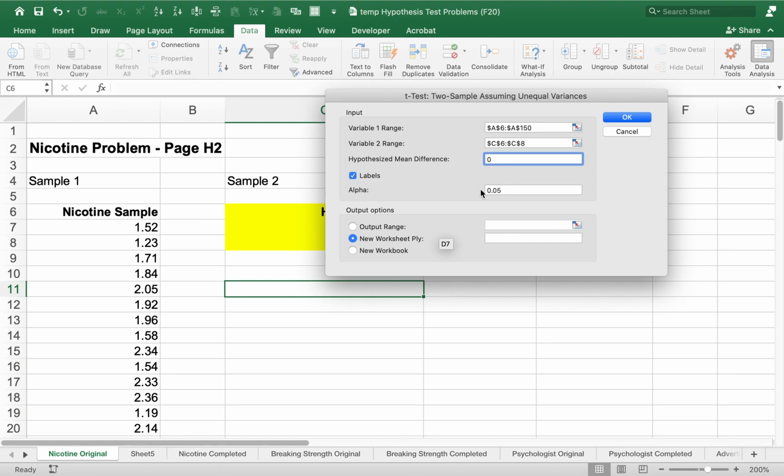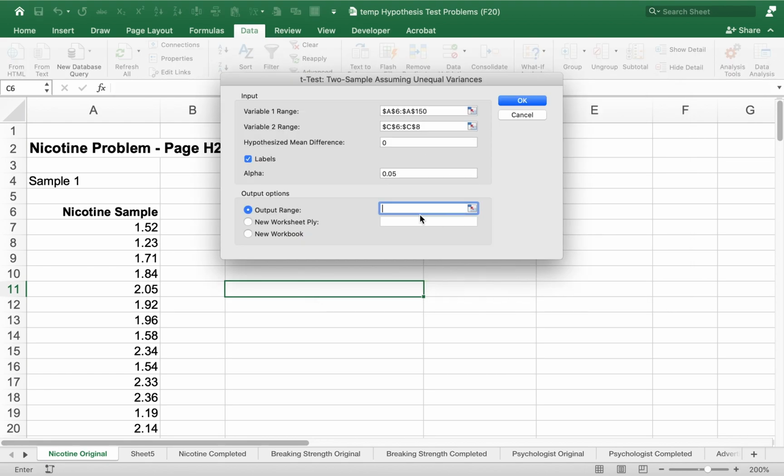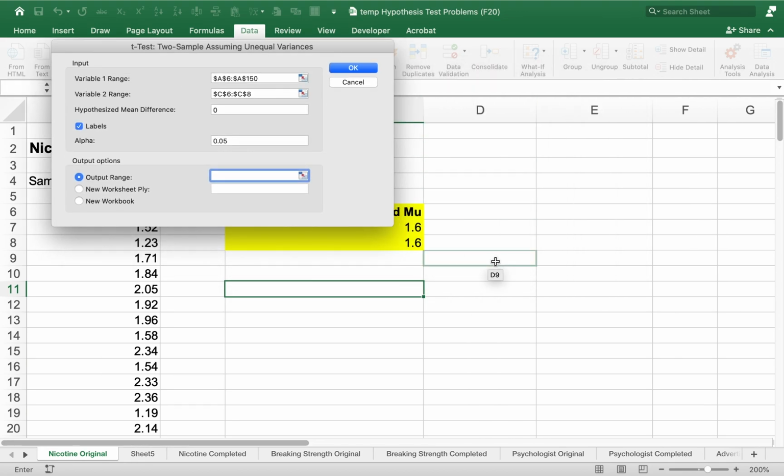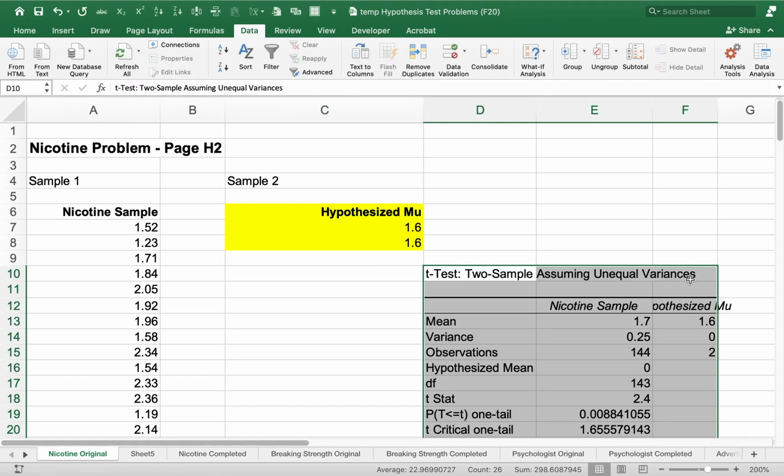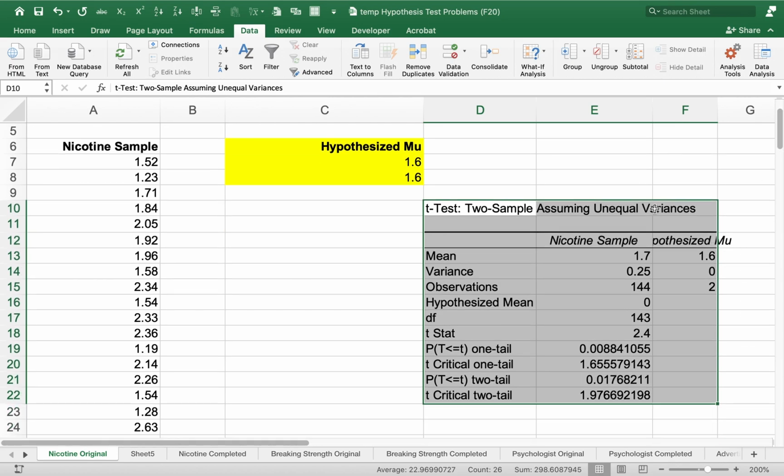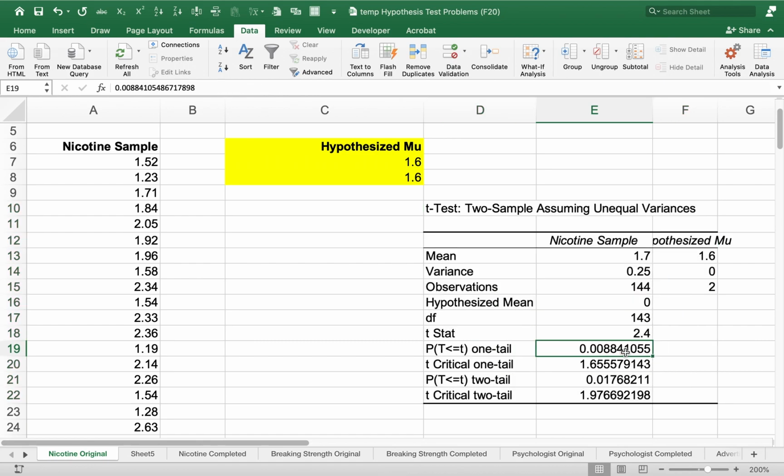You can choose a level of alpha, but it defaults to 5%. And then the only other thing you do is you put down your output range. So I'm just going to choose a cell here. Let's do it maybe over here. And press OK. And let's see what we get. Okay. What I would probably do is just clean these up a little bit here. So I'm going to take these down to about 3 decimal places.